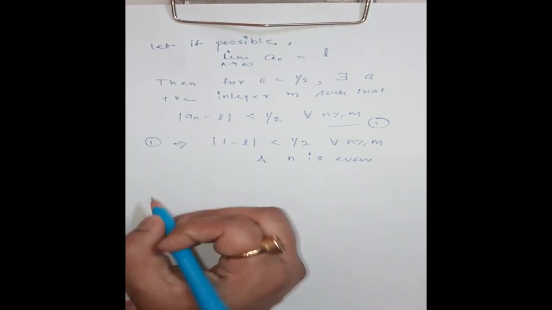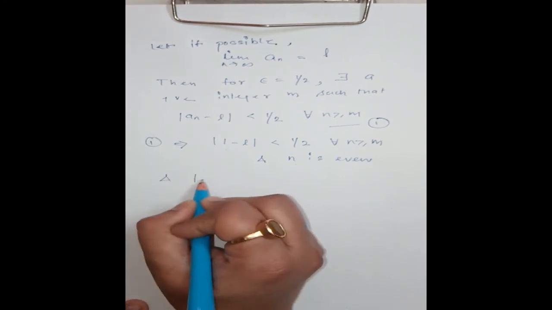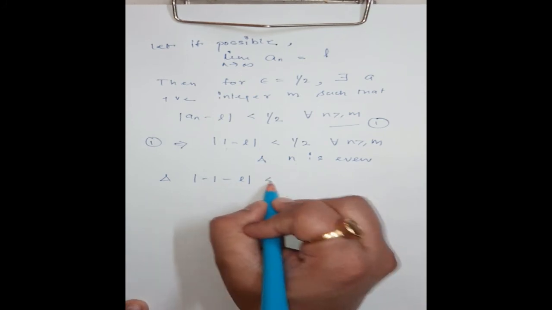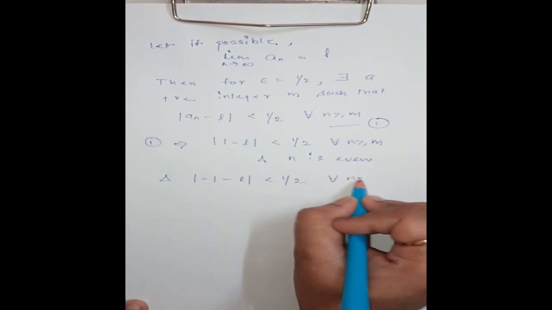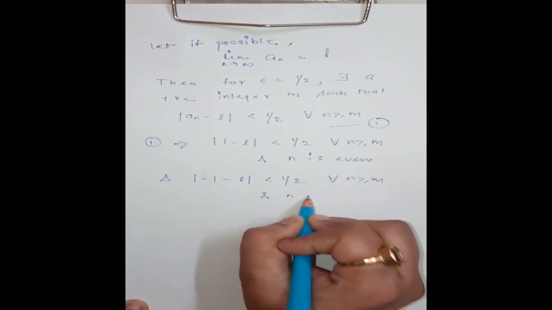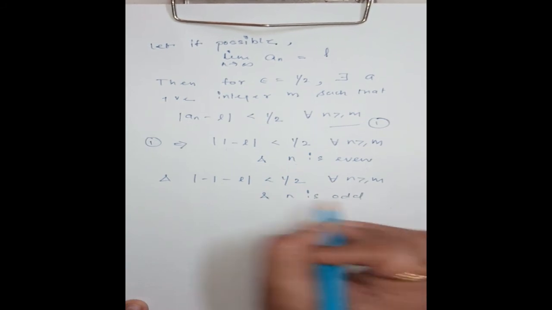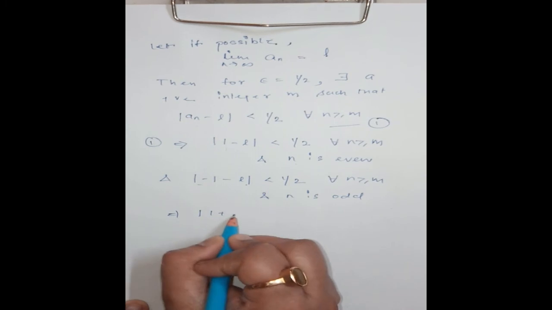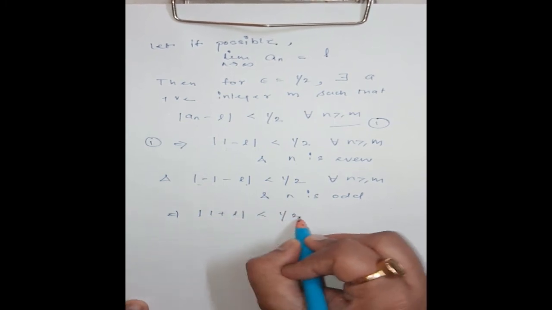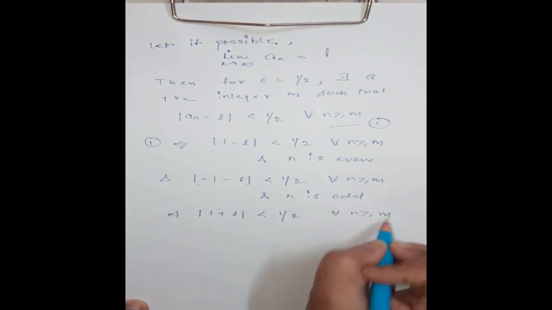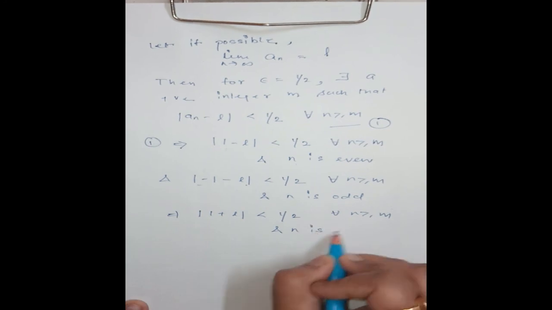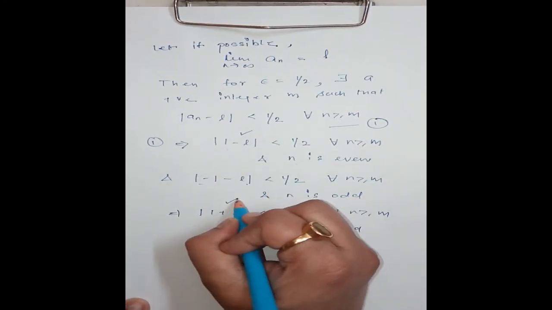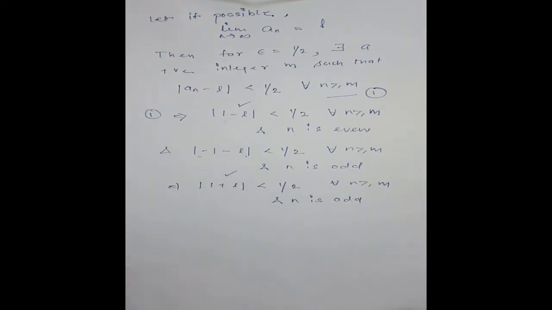Okay. And mod minus 1 minus L is less than 1 by 2 for all n greater than or equal to m and n is odd. Okay, now this is mod 1 plus L is less than 1 by 2 for all n greater than or equal to m and n is odd. Clear? Now this is when n is even, this is when n is odd. Clear?